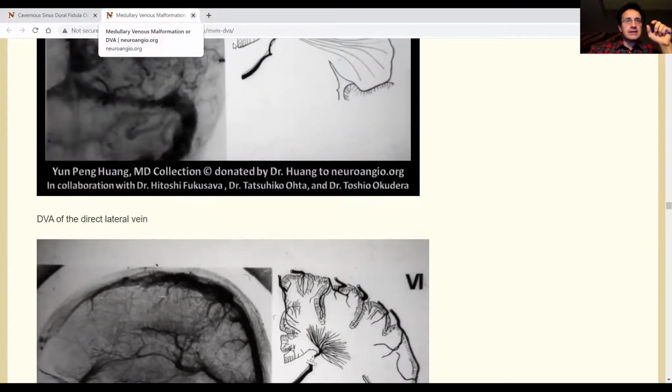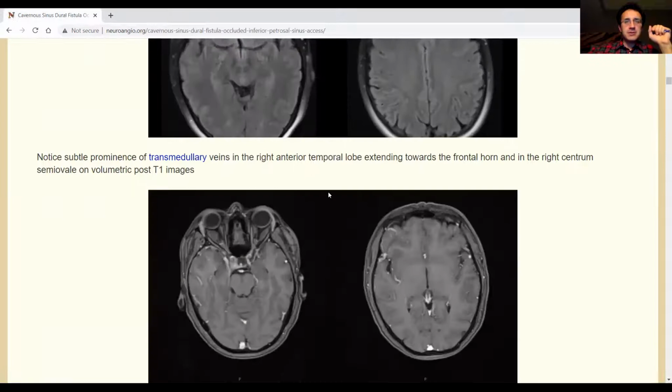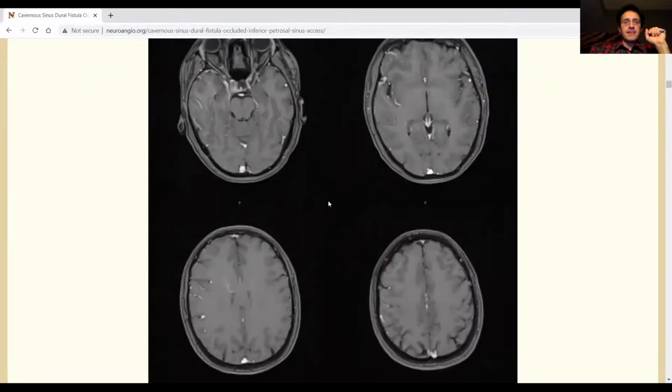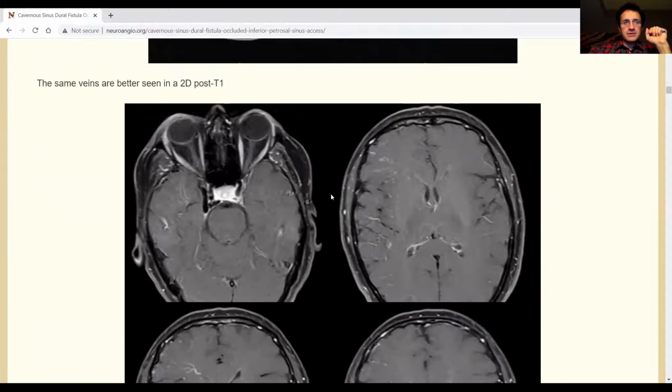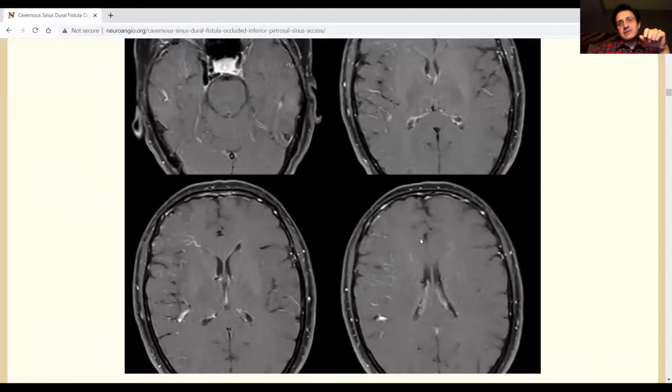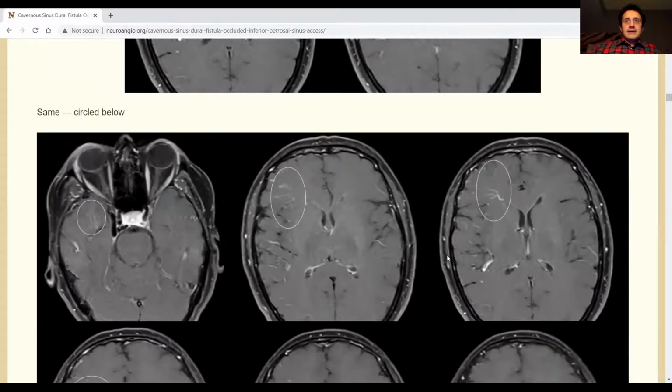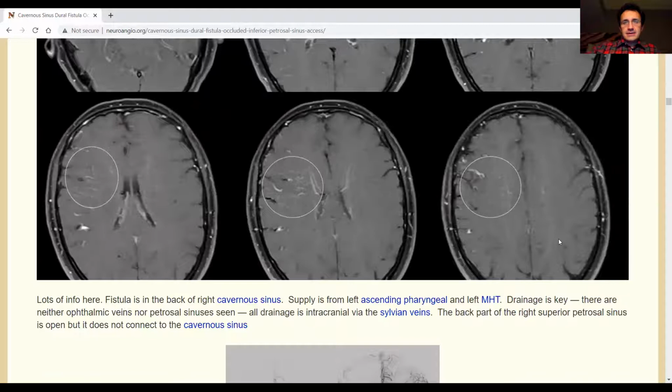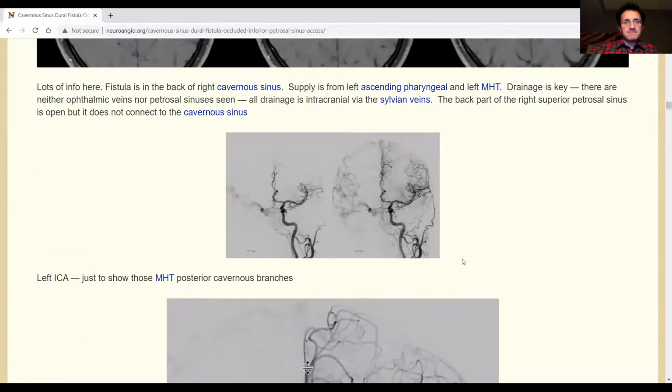And so that takes us to that page, but now we go back. We look at some of these 2D post-contrast T1s, which are a little bit better. You can see much better actually than on a volumetric sequence, both this abnormal cavernous sinus and these abnormal veins. So there is something to be said about MR techniques here as well. We won't go into that too much. Right here, they're highlighted for those that are reading the page.